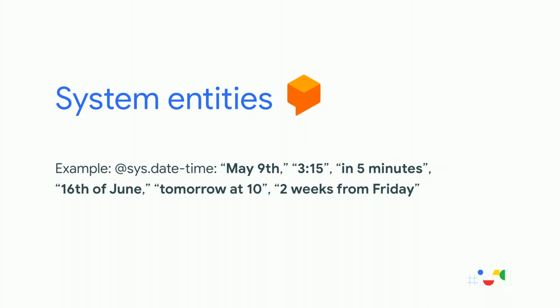You can also use system entities, which let your action understand some common categories of words like colors, numbers, or one of my favorites, the example that we see on the screen, date, time. It can understand anything from 3:15 to 2 weeks from Friday and put that into a standardized form, which is pretty cool. It's really powerful.